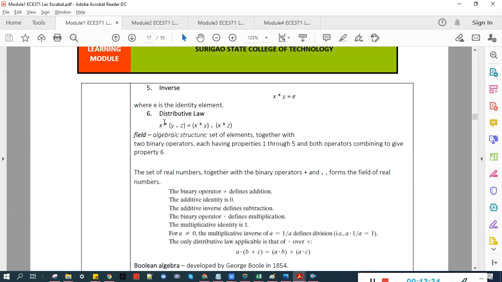We can distribute the binary operation, so x and y are being performed with the binary operation. Then we AND, since we have AND here, then perform the binary operation between x and z. So x and y, and then x and z. We distributed the binary operation for x and the two elements inside the parentheses.